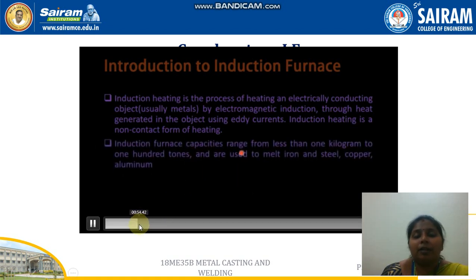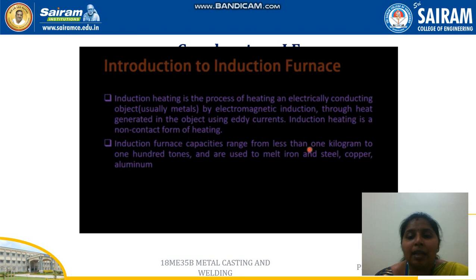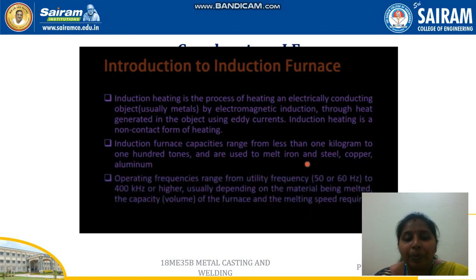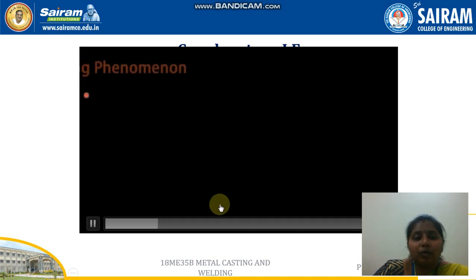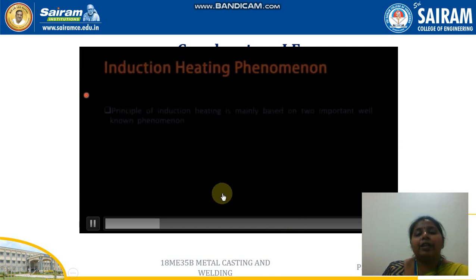Induction furnace capacities range from less than 1 kilogram to 100 tons, and they are used to melt iron, steel, copper and aluminium. The operating frequencies range from the utility frequency of 50 to 60 hertz up to a maximum of 400 kilohertz or higher, usually depending on the material being melted, the capacity of the furnace, and the melting speed required.